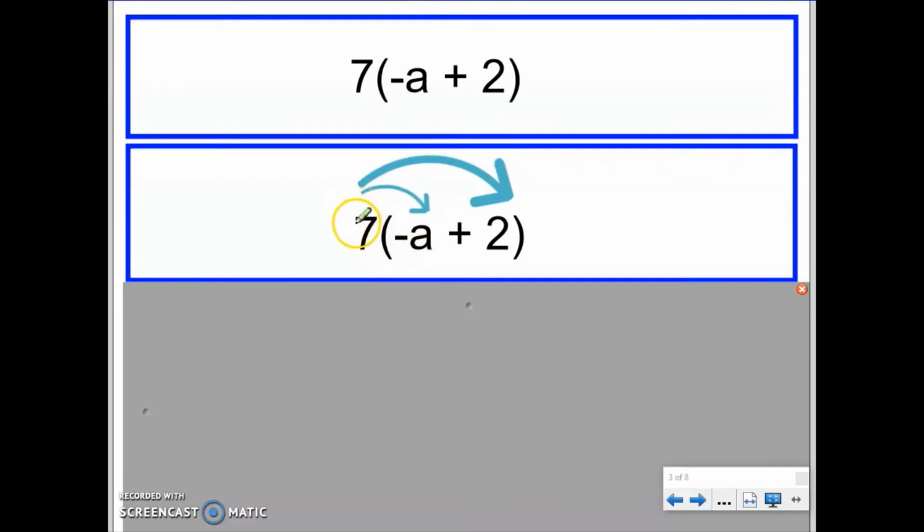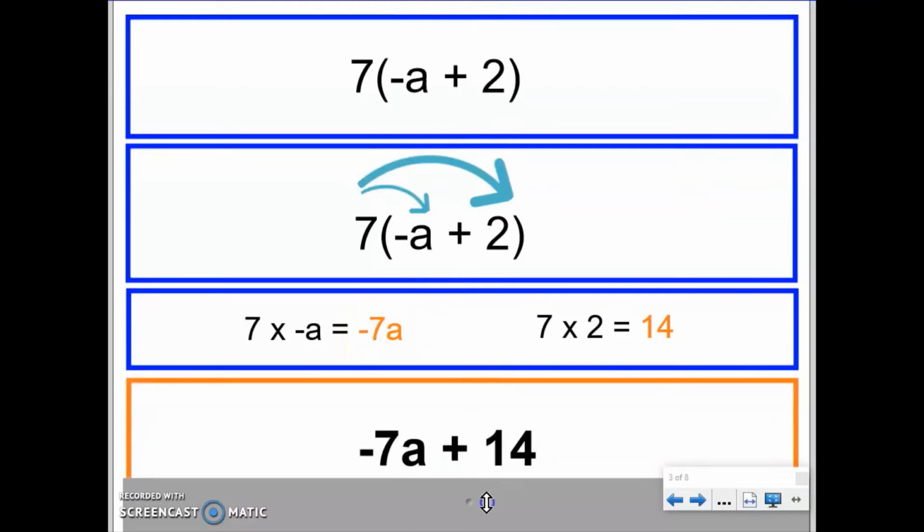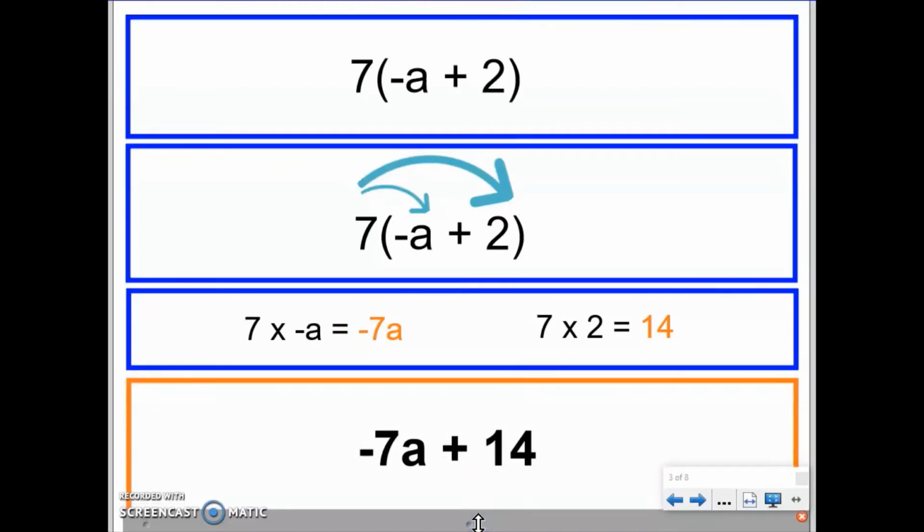So what I'm essentially doing here is 7 times negative 1a, which is negative 7a, and then my second multiplication, 7 times 2, which is 14. There we go. So this time my first term is negative. When I put them together, minus 7a plus 14 would be the expanded version of this expression.